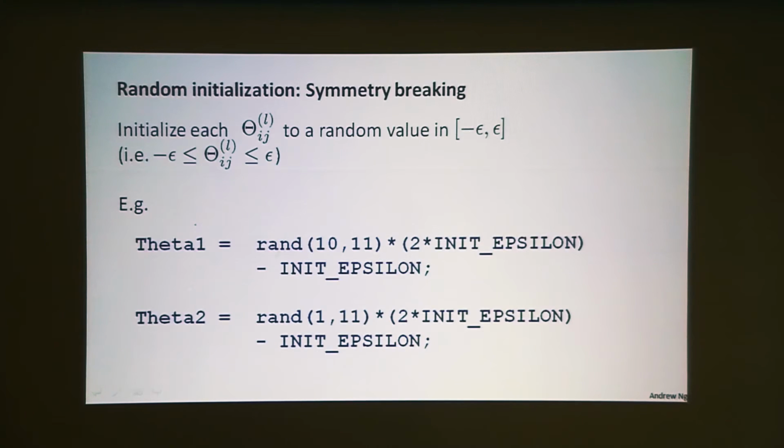So symmetry breaking for neural networks refers to the process by which we initialize each weight to a random value, maybe a random value between minus epsilon and epsilon. We call this symmetry breaking, and it serves the purpose of ensuring that your hidden units start off computing slightly different functions from each other, and thus that as you run backprop, they will eventually, hopefully, learn to compute very different functions from each other.